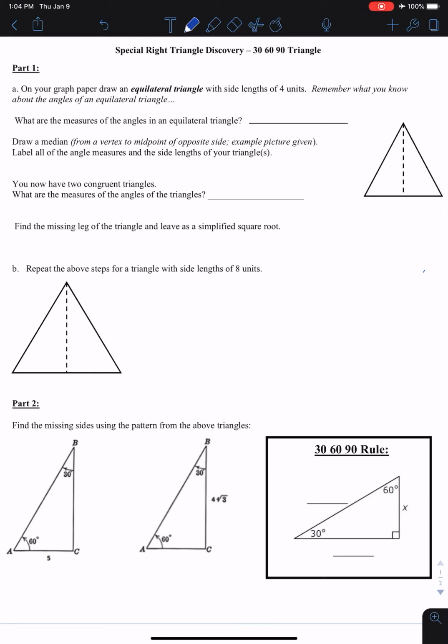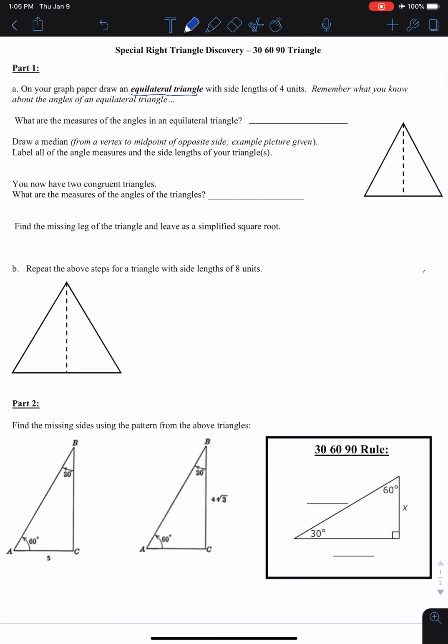Okay, this video is going to be the discovery activity for the 30-60-90 triangle. So we're going to start by drawing an equilateral triangle. So all sides are equal and they have a side length of 4. I'm going to use this picture to the right. I would like you to draw the triangle on your graph paper.